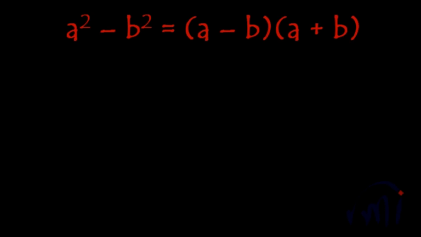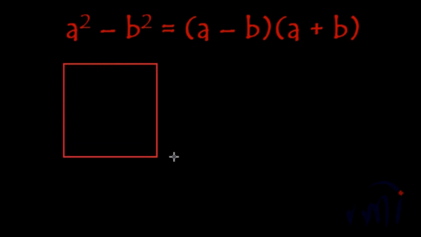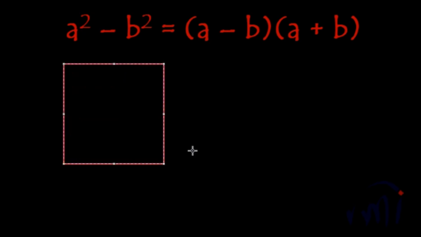Hi, so the identity we are going to learn today is a square minus b square. So a square is the area of a square whose one side is equal to a. So let me make a square. This is the square of each side equal to a, right?